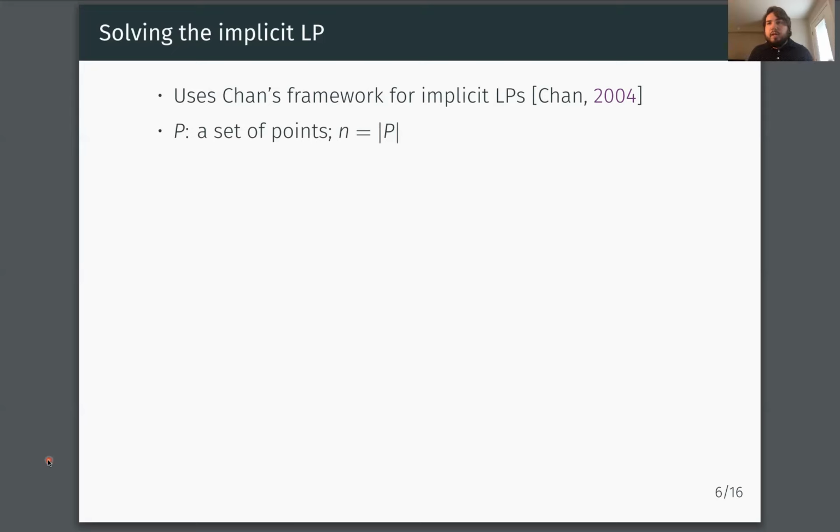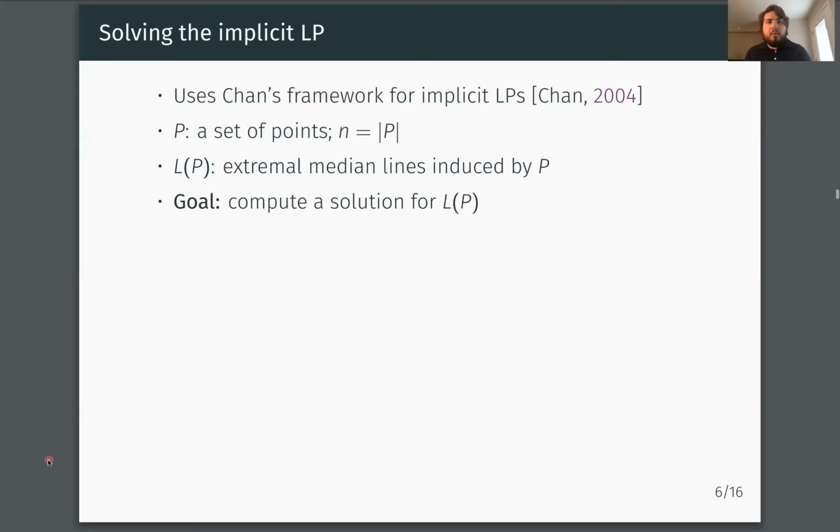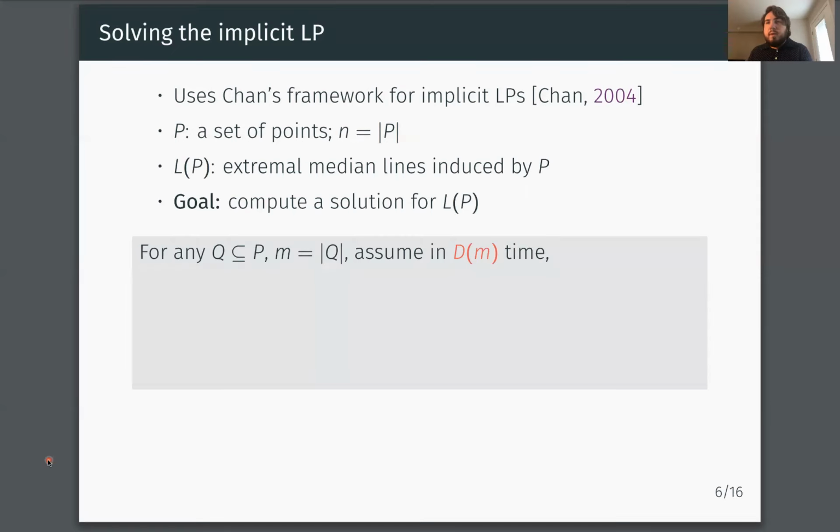So here's the setup. We have a set of points P of size n, and I'm going to let LP denote the set of extremal median lines induced by P. What is our goal? Our goal is to compute a solution for LP. By solution, I mean the ball of smallest radius intersecting all lines in the set LP. Now, the framework Chan introduced assumes we have access to the following 2 subroutines.